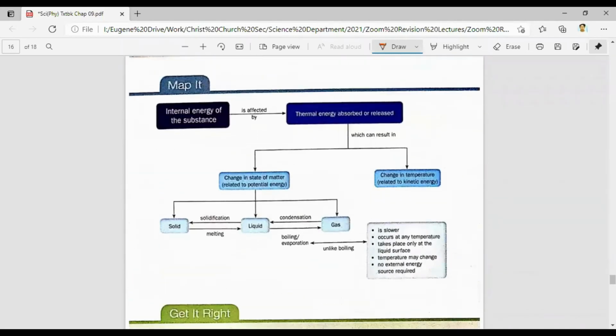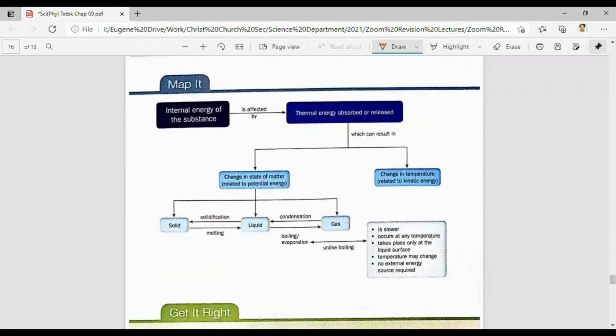In a nutshell, we talk about the internal energy of a substance. This is affected obviously by whether it is being heated or cooled. When energy is absorbed, it's like heating. When it's being released, it's like being cooled. When it's being heated or cooled, the energy absorbed can either be related to potential energy or kinetic energy. Only one of these at a time. They cannot both occur at the same time, only one at a time.